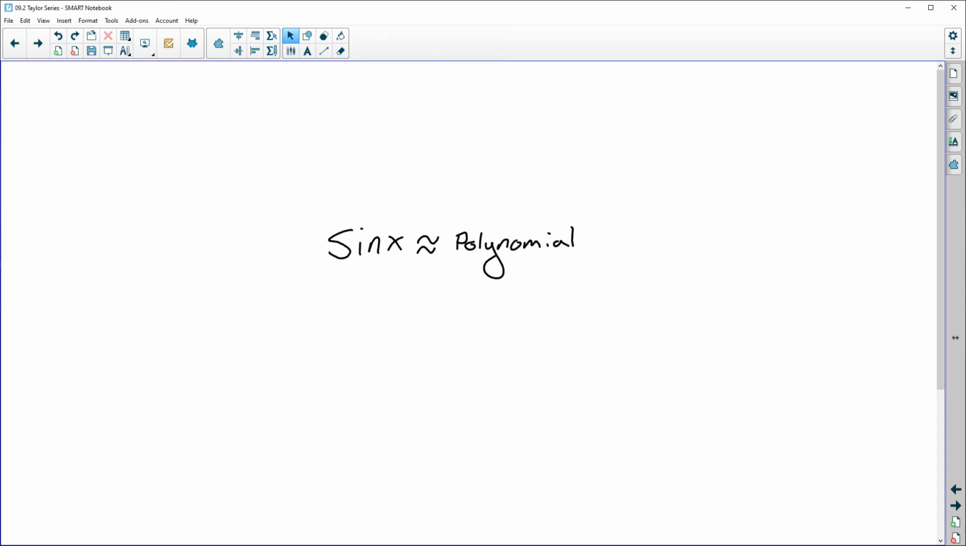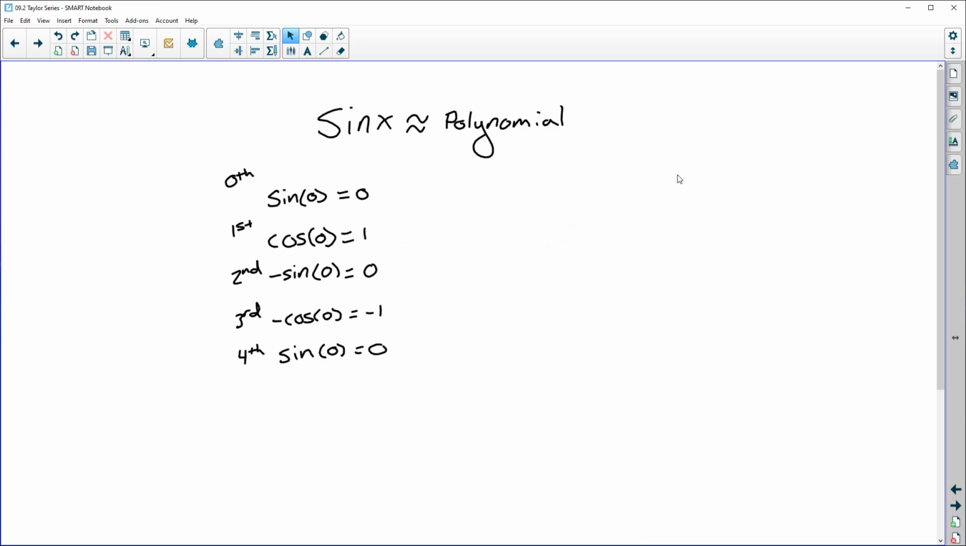Finally, I want to talk about how we can approximate trig functions as polynomials. What we'll do is we'll take the first 4 derivatives of sine and evaluate them at 0. So the function itself, sine of 0 is 0, cosine of 0 is 1, negative sine of 0 is 0, the negative cosine of 0 is -1, and the fourth order term is equal to 0.